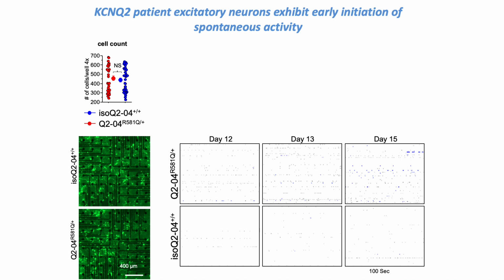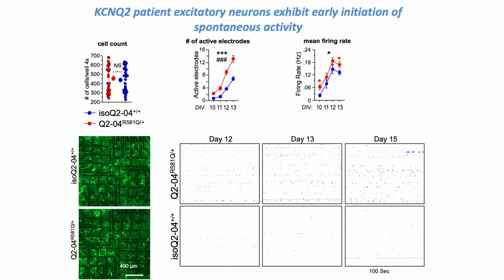Critically, I'm showing you here in the top left that we compared a similar number of plated patient and isogenic control neurons. One of the first observations that we made was that the patient neurons exhibited an earlier initiation of spontaneous activity, shown here at the bottom with these raster plots for days 12, 13, and 15, and quantified up here as the number of active electrodes in patient neurons shown in red and isogenic control neurons shown in blue, as well as the mean firing rate for each one of the different genotypes.